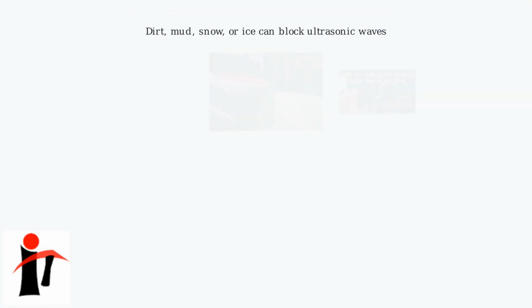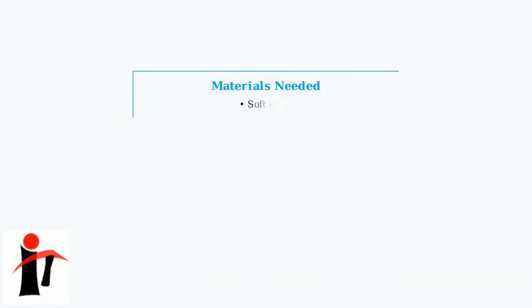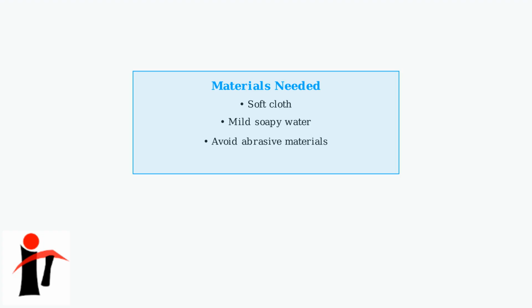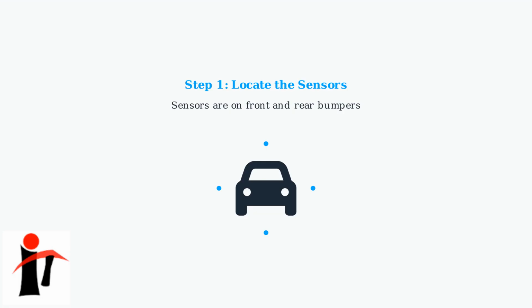Dirt, mud, snow, or ice buildup on the sensors can block ultrasonic waves, leading to false readings and Park Assist errors. To clean the sensors safely, you'll need a soft cloth and mild soapy water. Never use abrasive materials that could scratch the sensors. First, locate the ultrasonic sensors. They are typically mounted on the front and rear bumpers of your Tesla Model S.